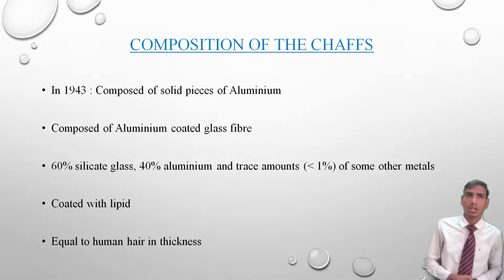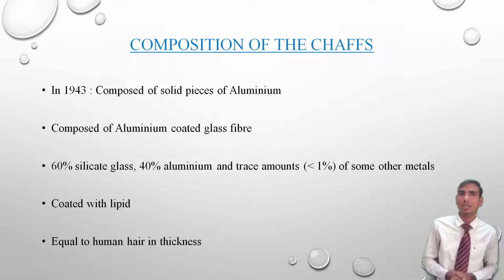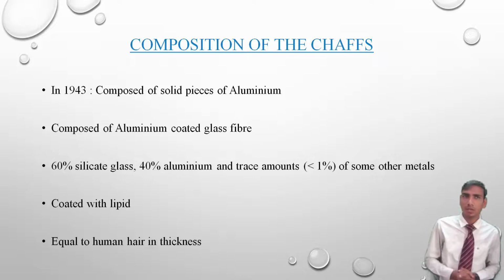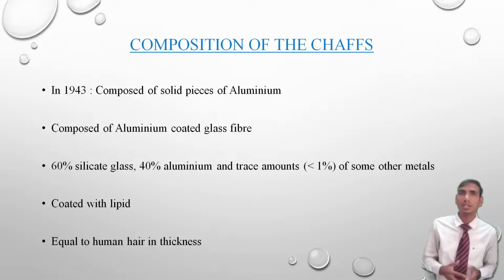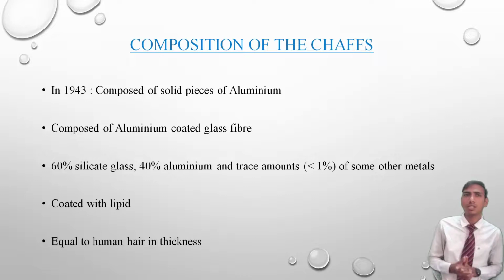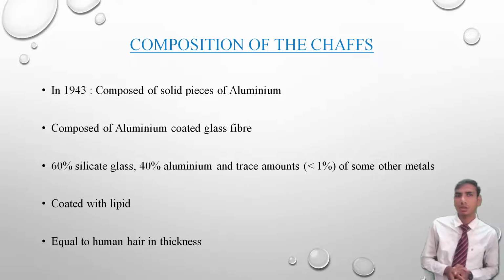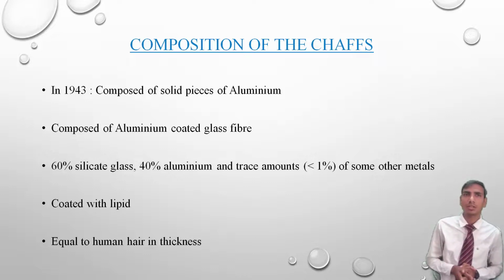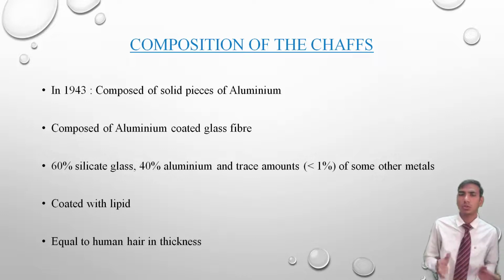Now, composition of the chaff. It was first used in December 1943 by US bombers. At that time, the chaff was composed of solid pieces of aluminium, but now it is composed of very thin glass monofilaments coated with an even thinner layer of metallic aluminium, that is, aluminum coated glass fiber. The fibers are 60% silicate glass and 40% aluminum and contain traces of some other metals like iron, copper, etc. In addition, the fibers are coated with a material which acts as a lubricant to prevent clumping during deployment. The chaff fibers are about the thickness of human hair.